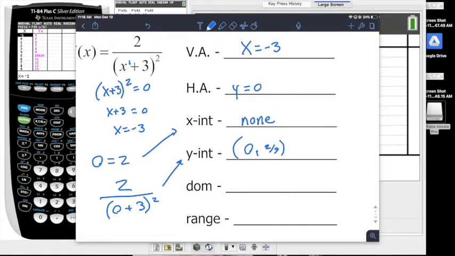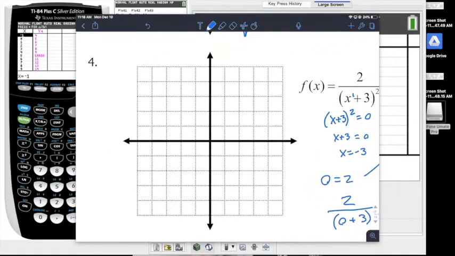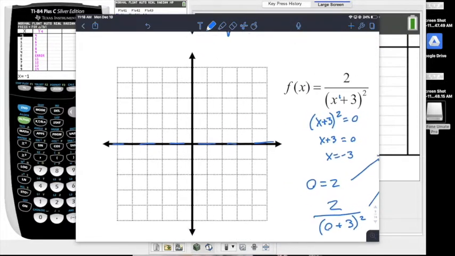Domain, use your vertical asymptote. Negative infinity to negative 3, and then negative 3 to infinity. Horizontal asymptote helps us with the range. Range is negative infinity to 0, and then from 0 to infinity. And then where we have negative 3.